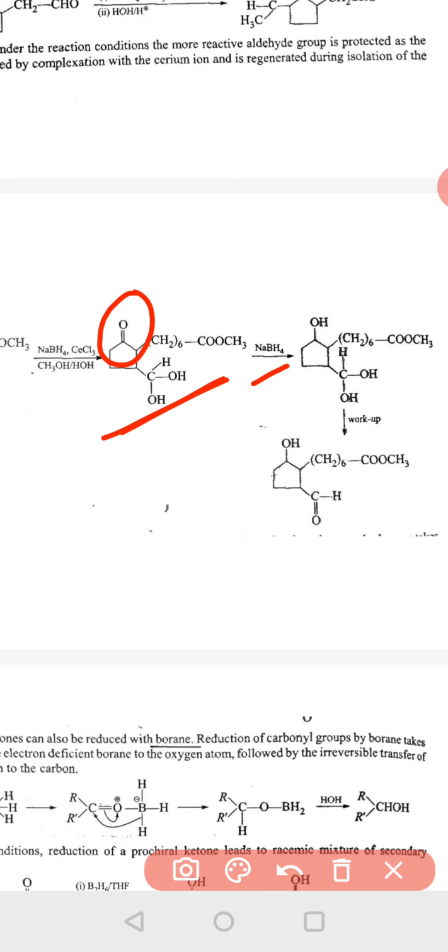Only this unprotected CO group, the ketonic group, is reduced and we get this compound, which on workup gives the final product, where the CHO group is as such and only the ketonic group is reduced to secondary alcohol.